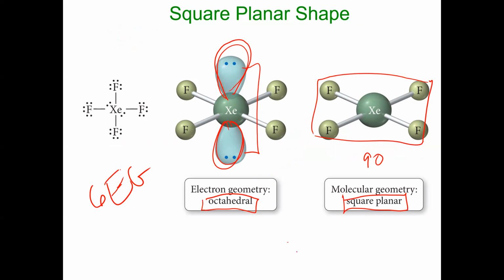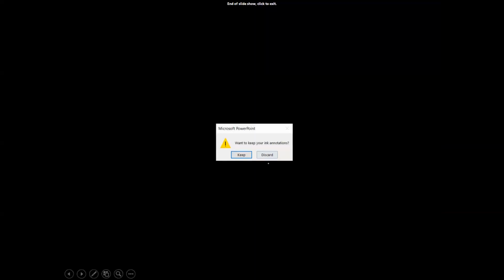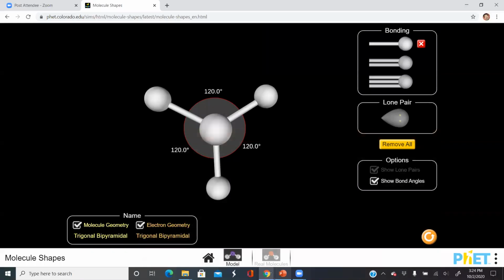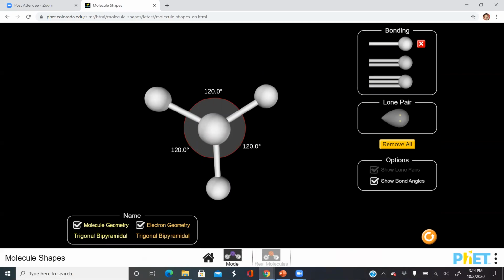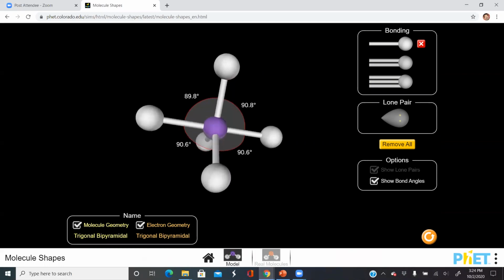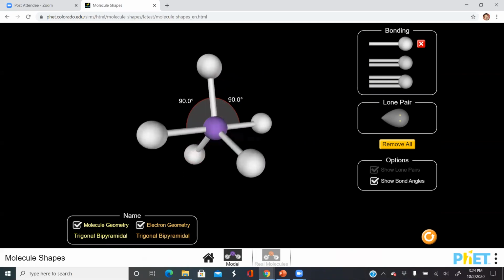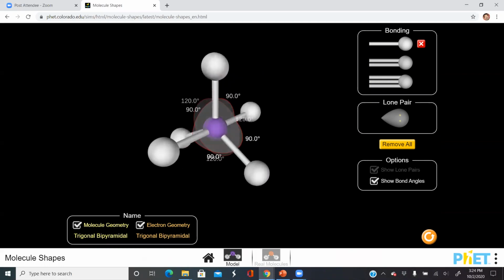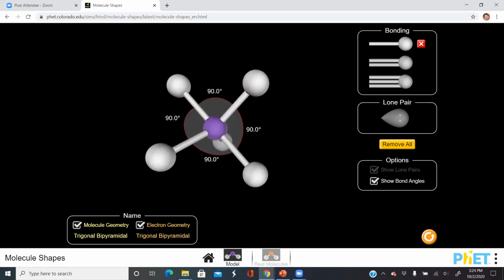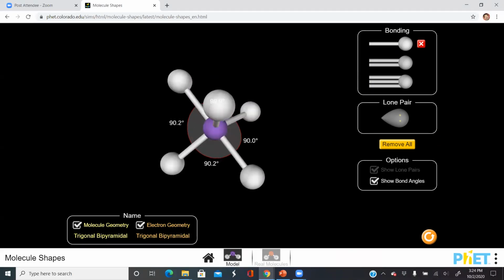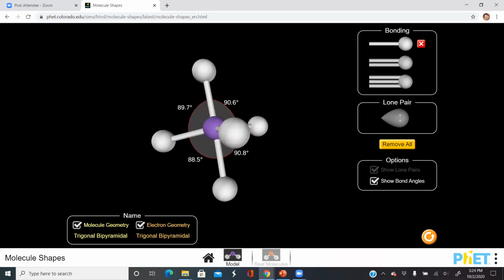But of course, I like to tell students, the best way you can get an idea is go to that PhET simulation. So right now, I have 5 electron groups attached to this, okay? And these 5 electron groups, as we can see, are making a trigonal bipyramidal, both electron geometry and molecular geometry, okay? So the angles are 90 and 120.